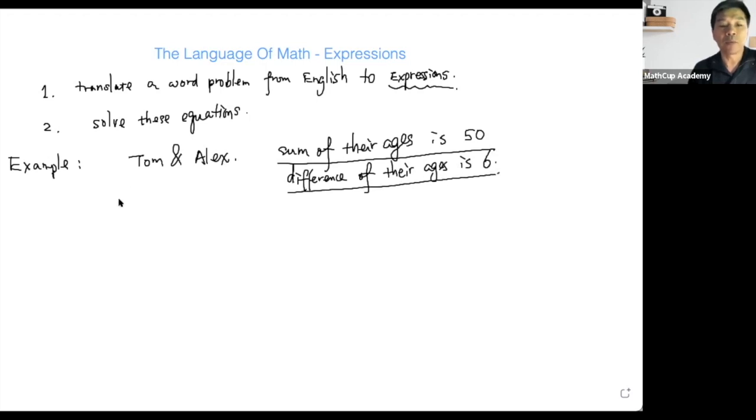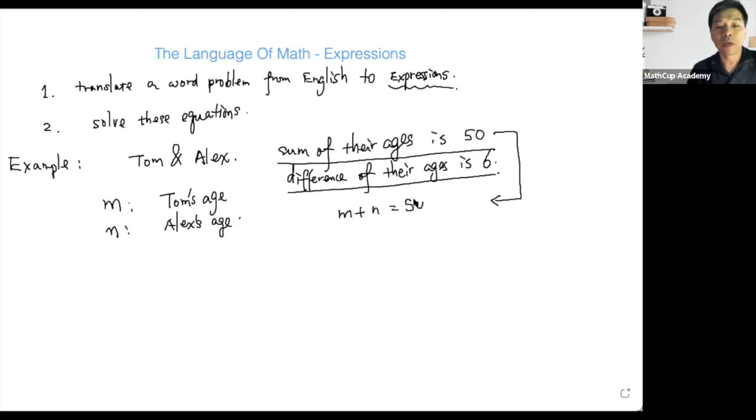So how do we translate this English relationship into math? Well, it's actually pretty simple. If we assume M is Tom's age and N is Alex's age, then for the first, the sum of the ages is 50, which means M plus N equals 50. And the difference of their ages is 6, which means M minus N equals 6. So we have two equations and two variables, and we're ready to solve them, right?